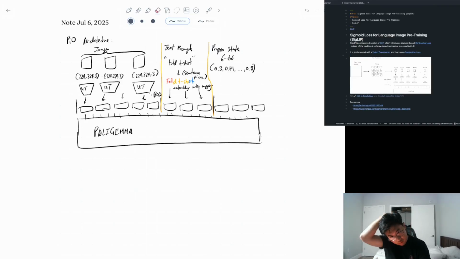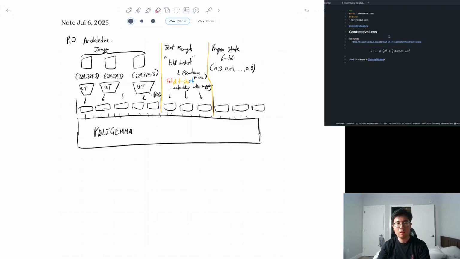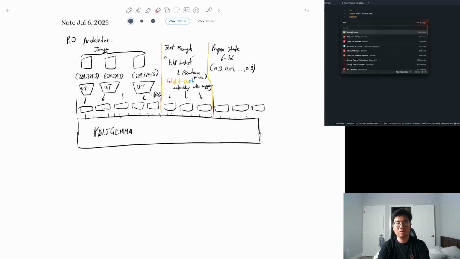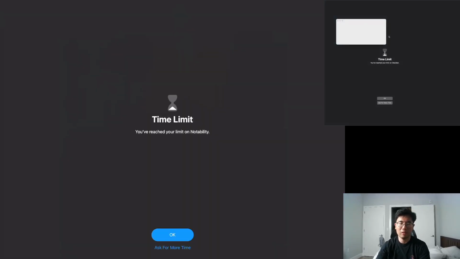SigLIP just does that, but the loss is used to maximize, it's using contrastive loss. And what is contrastive loss? Is essentially a loss to minimize, oh, what is contrastive loss? Oh my god, guys, I don't know what contrastive, oh my god. I need to go to bed now, huh?